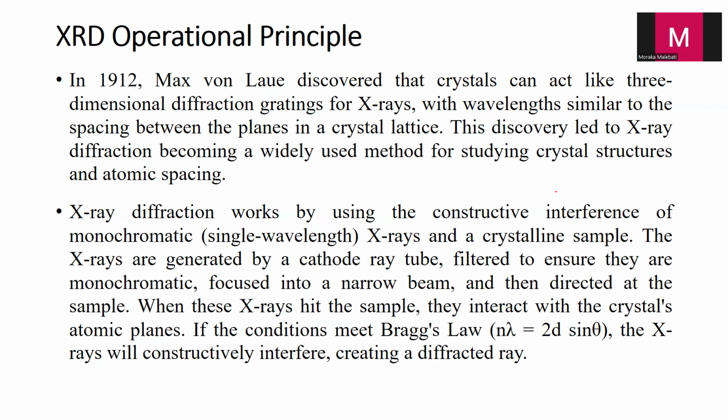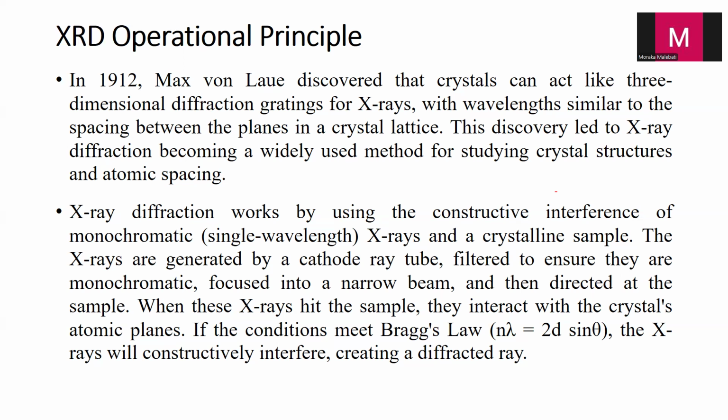All right. So X-ray diffraction works by using the constructive interference of monochromatic light. Let's refresh our minds. We know from physics that monochromatic light refers to light that consists of a single wavelength, or you might say color. In simple terms, it means all the light waves have the same frequency and energy, resulting in a uniform and pure color.